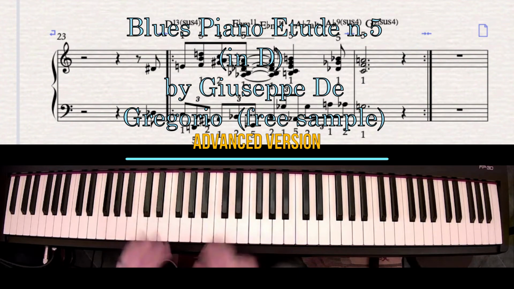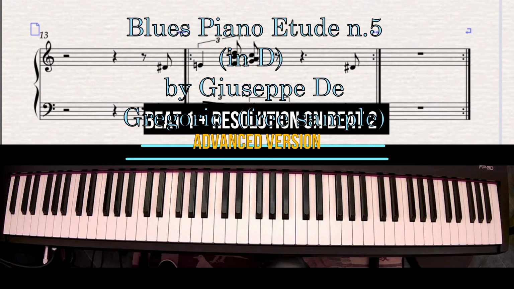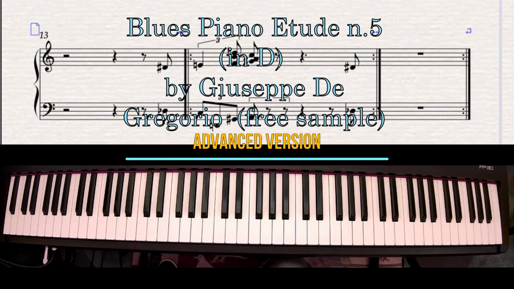Okay. Now next thing, I'm gonna focus on beat 1 plus resolution on beat 2. Separate hands, left first, right hand after, and then both hands. Gonna feature rhythmic accompaniment.